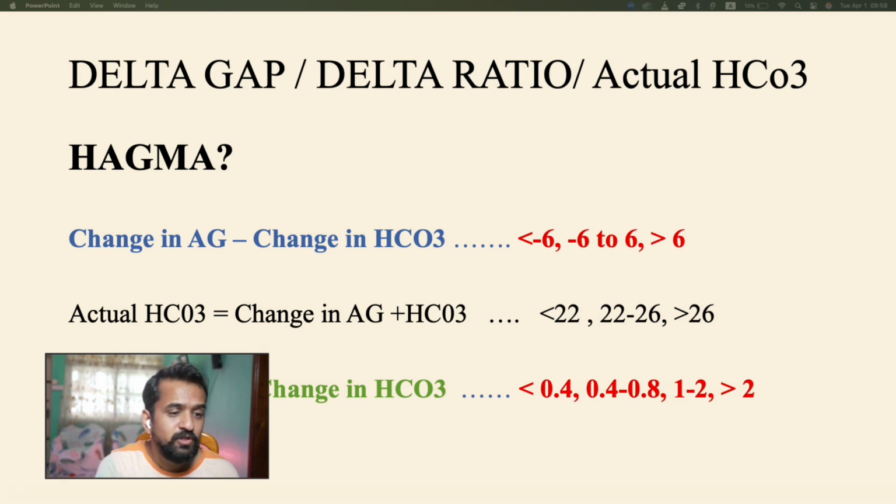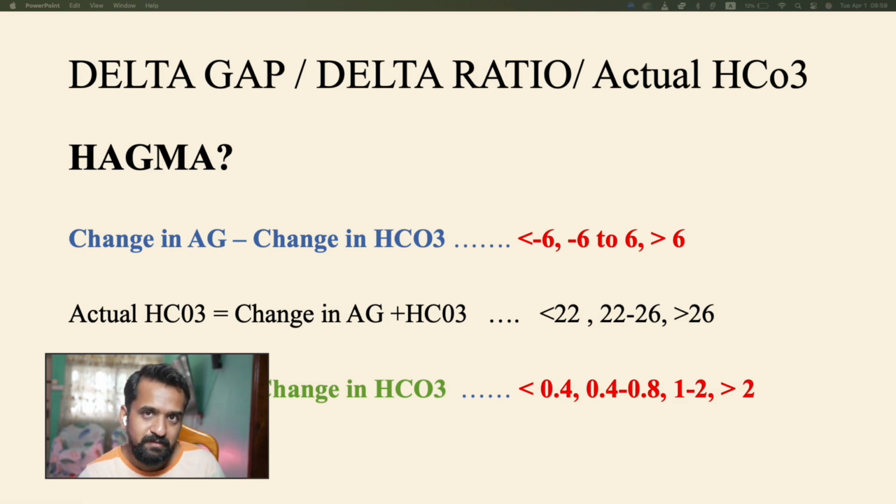So 14 plus 8 is how much? It's 22. So anything between 22 to 26 means that this patient has a pure anion gap metabolic acidosis, and there is no additional or third disorder that you're thinking about. If it's less than 22, that means this patient has high anion gap metabolic acidosis plus normal anion gap metabolic acidosis. And if it's more than 26, that means this patient has high anion gap metabolic acidosis with metabolic alkalosis. I'll give you an example of how this is used practically.